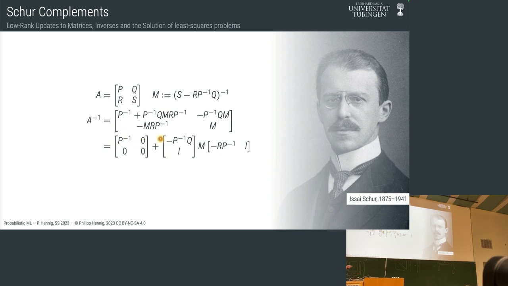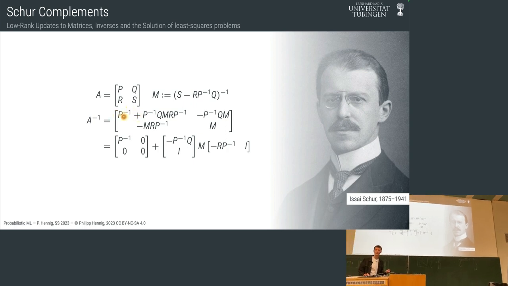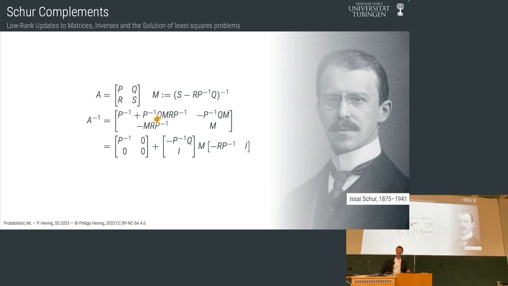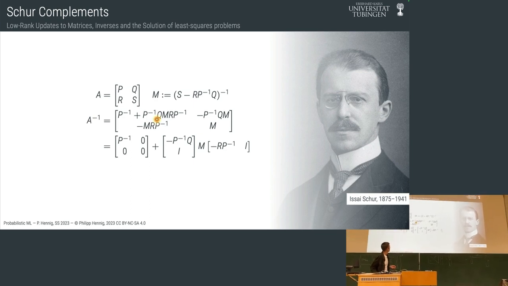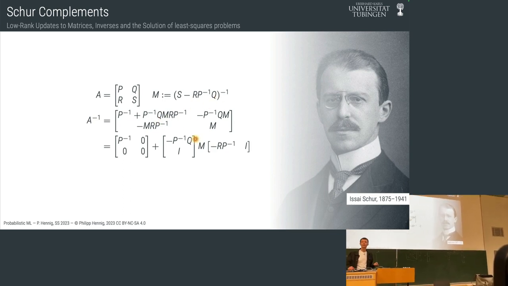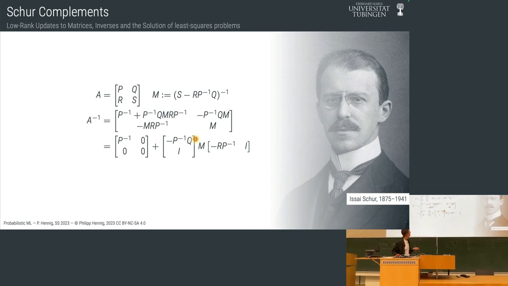So, okay, a complicated expression. What actually happens here is that we reuse the inverse for the block matrix up here that we might already know. Interesting, that's good, because that's exactly our setting. We already know the inverse from a previous iteration, plus some correction term, which involves how much the new data co-varies with the old one. And in particular, an object M, which is called the Schur complement because of him. And it looks like this.